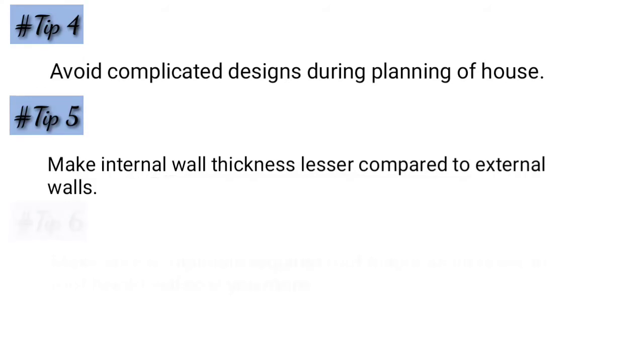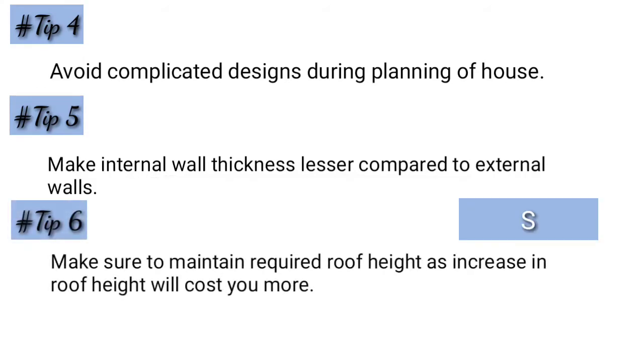Then tip 6. Tip 6 is about providing the required roof height for each floor, because increasing roof height will increase the cost of the building. So maintain sufficient roof height as per your requirement.